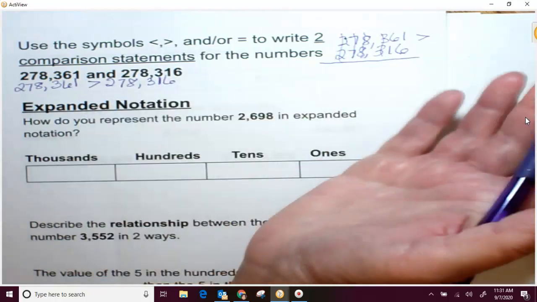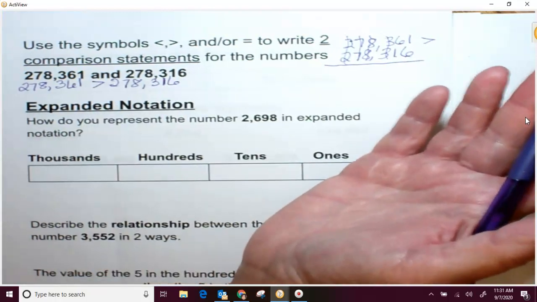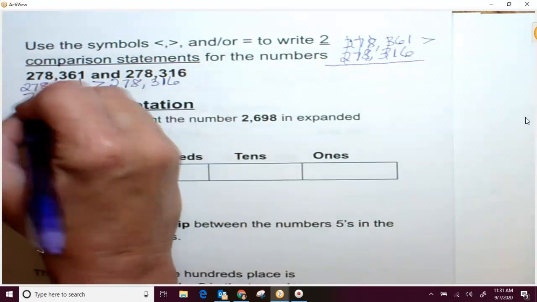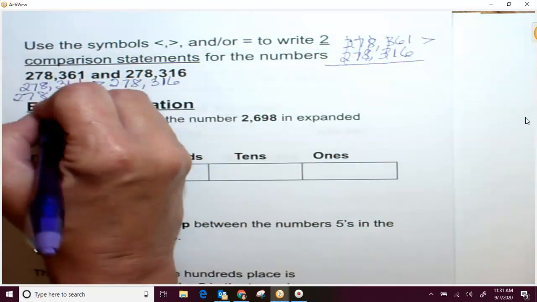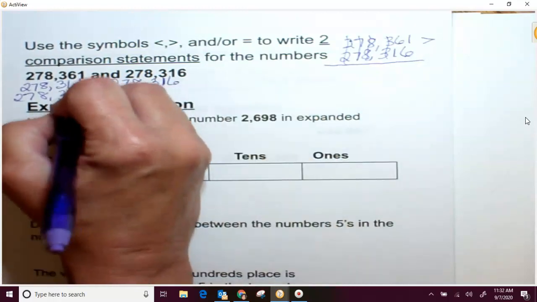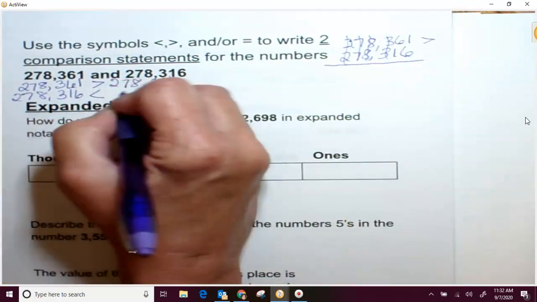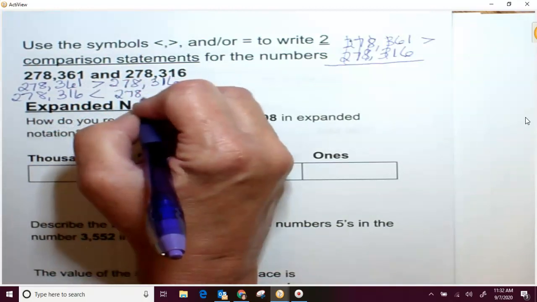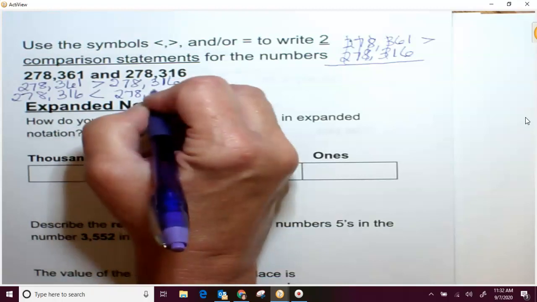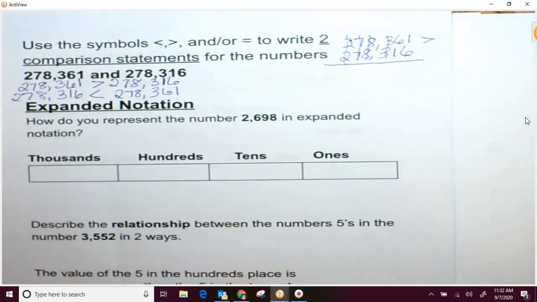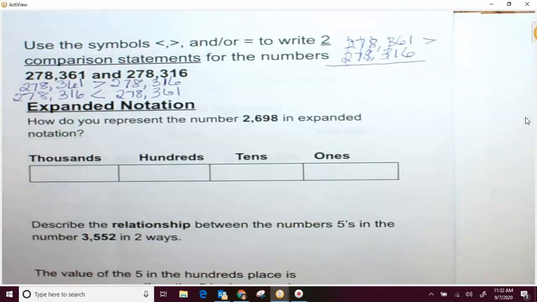Okay, well, what else? How else can I show it? What's the second way I can do it? I can turn it around, right? I can say that 278,316 is less than 278,361.